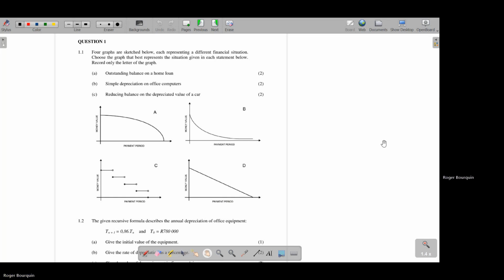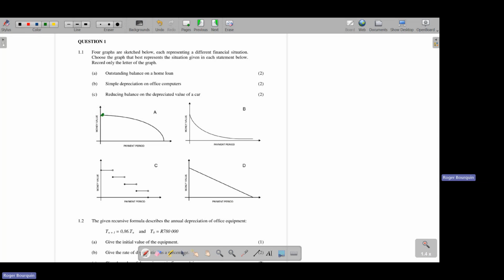So 1.1 says 4 graphs, each in a different financial situation. Choose a graph that best represents the situation given in each statement below, and record only the letter of the graph. Okay. So, first question: outstanding balance on a home loan. So what happens with a home loan?